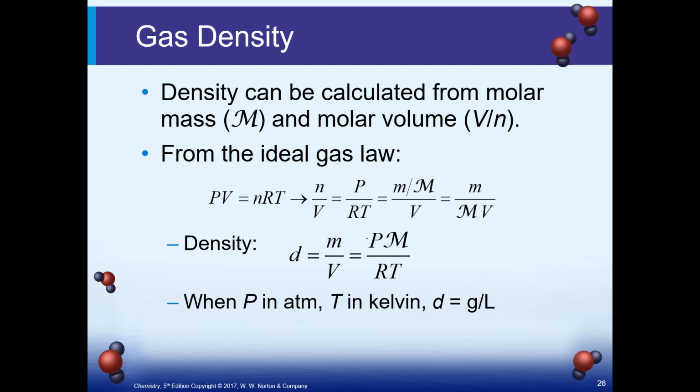The key part of this is that the density of a gas is equal to the pressure times the molar mass over the gas constant times the temperature. In this case, pressure has to be in atm, and temperature, as with all of the gas laws, has to be in Kelvin. And when that is the case, it comes out that density for gases works out to grams per liter.